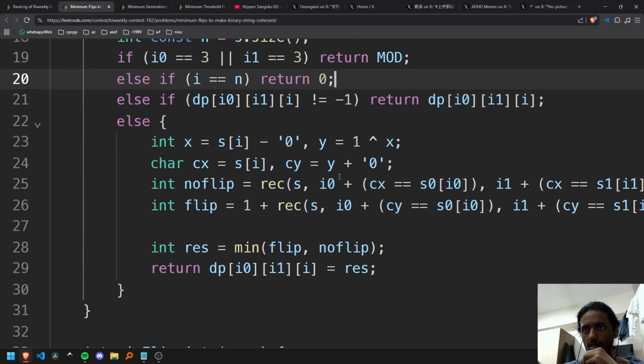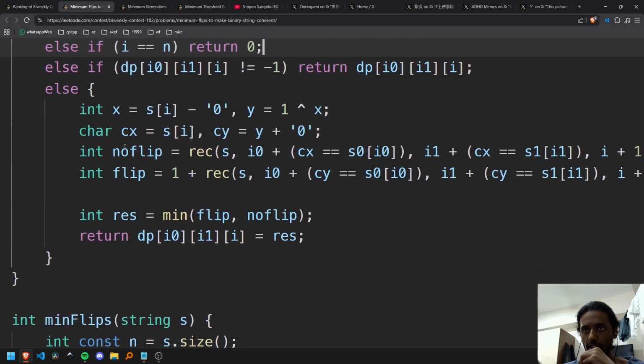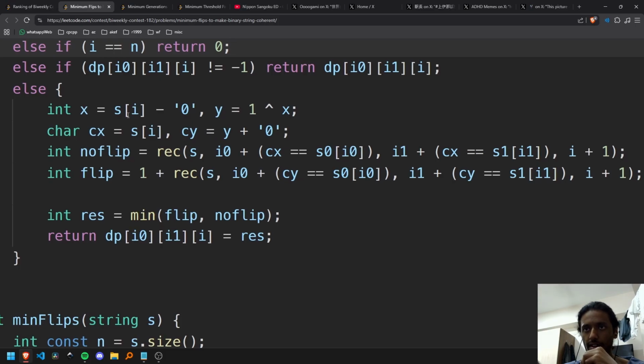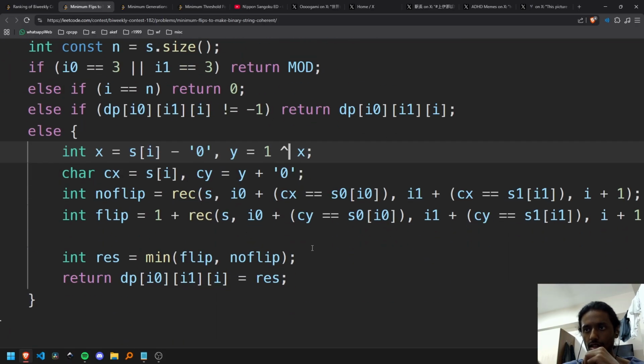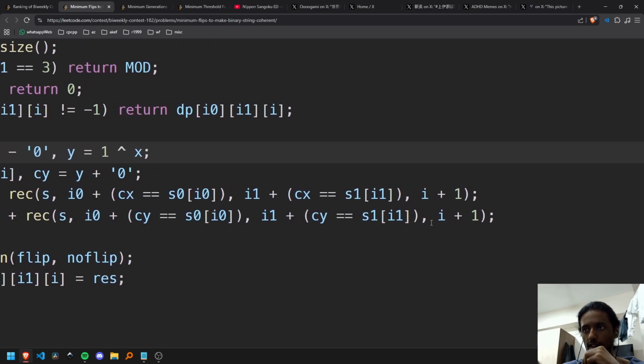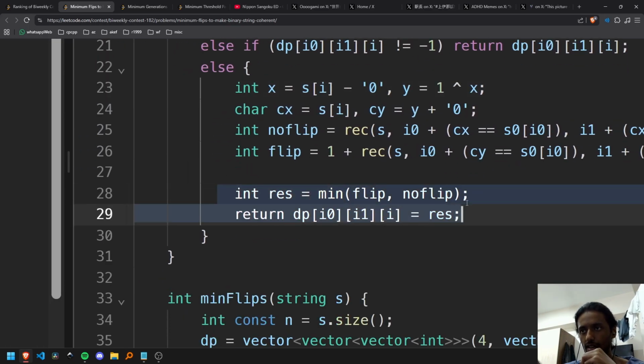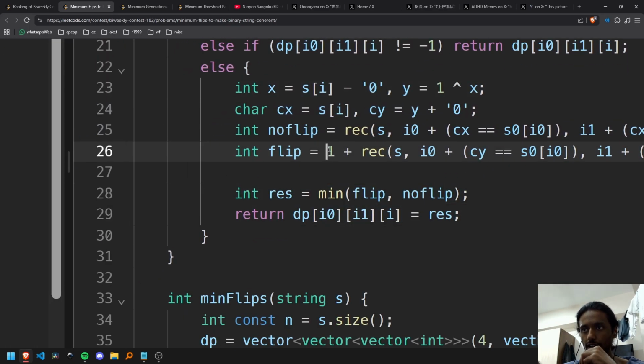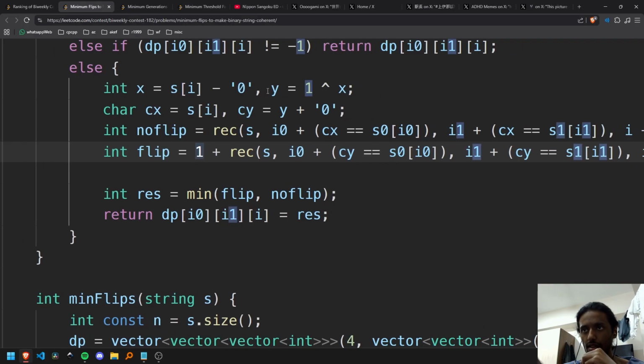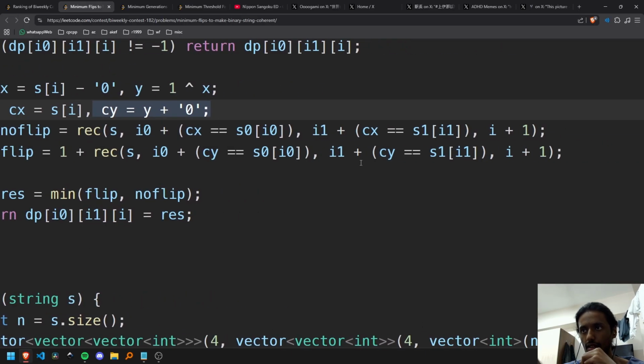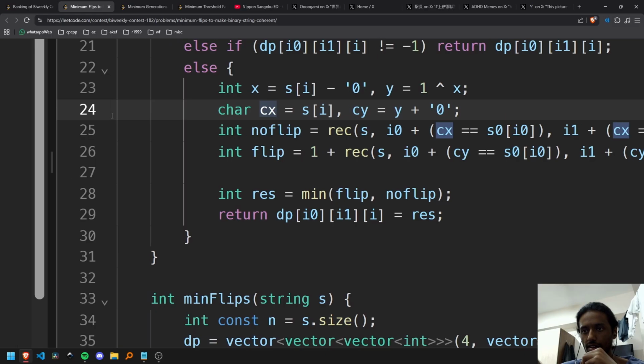Else I'll return 0. The main thing is either I'm not flipping anything, in which case I'm considering the actual value, else if I'm doing a flip, I'm considering this. So if it's 0, I'll take this as 1, and if this is 1, this becomes 0. Based on that, I'm moving these two pointers ahead, and obviously i will always become i plus 1, and at the end, we want the minimum operations, right? Here we are adding 1 because we are flipping it, and we are considering the y-th character, cy, instead of cx, which is the actual character.